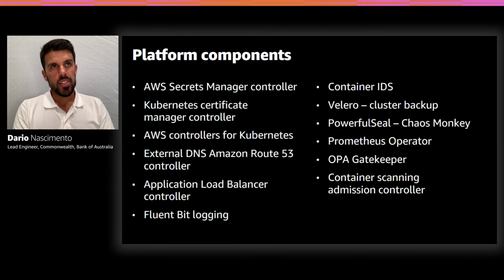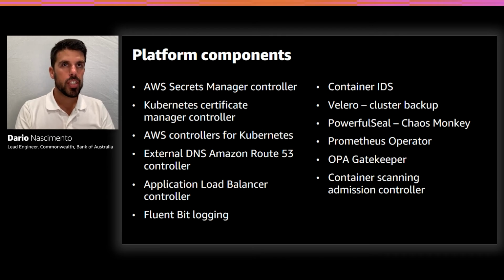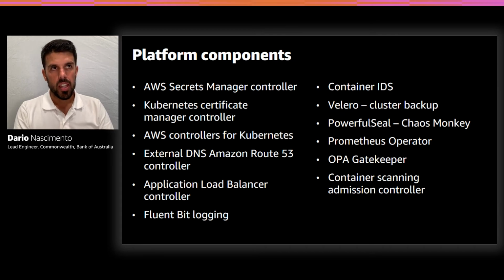All the cluster's components are defined as code, mostly Helm charts, in a repository that I mentioned before. Argo CD deploys the components in each of the clusters. This is a non-exhaustive list of all the integrations available, but here are some of the highlights. The AWS controller for Kubernetes, which allows deploying AWS resources like S3 buckets using the Kubernetes API. The secret manager controller, which gets secrets from AWS Secrets Manager and injects them into the deployment.